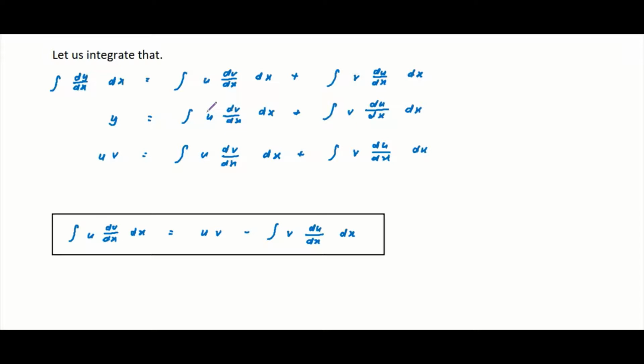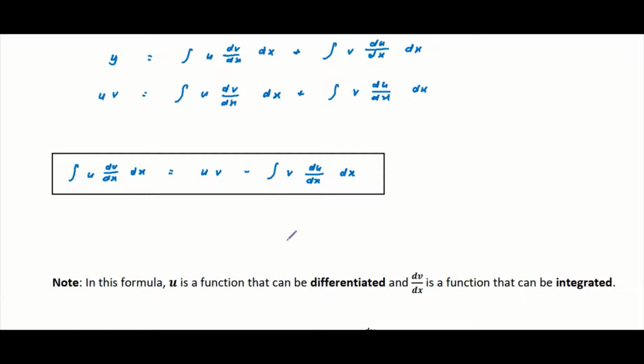So what we are trying to do is treat our integral as two parts. The first part is u and the second part is dv/dx, and the formula is going to be uv minus the integration of v du/dx. Okay, so now let's try to explore this formula in more detail. If you have your highlighter, you can use it when I explain.